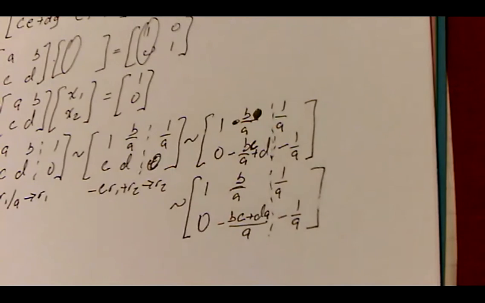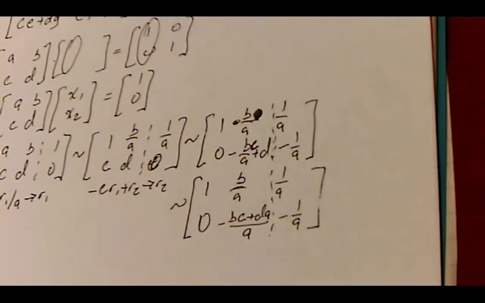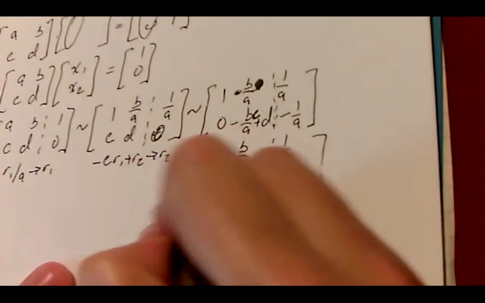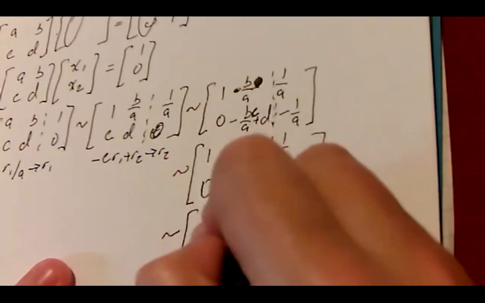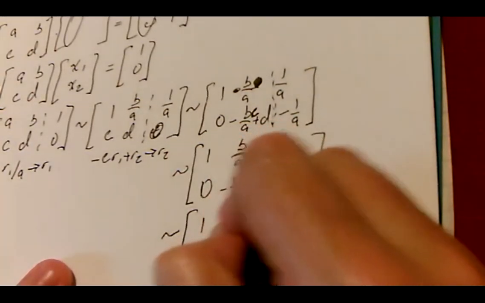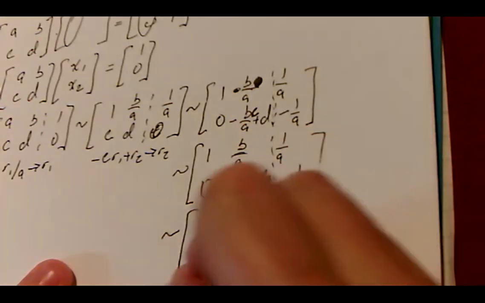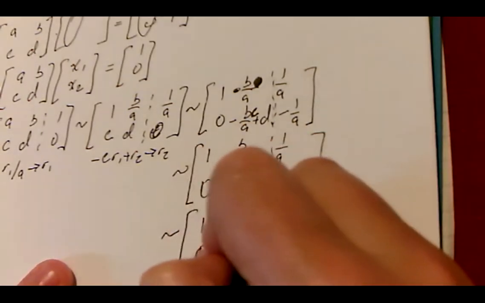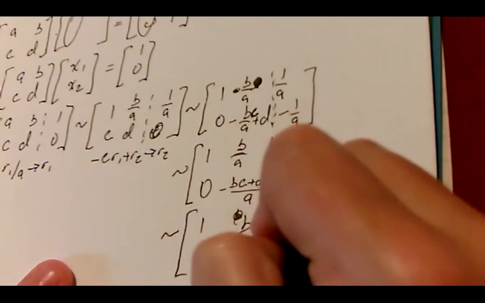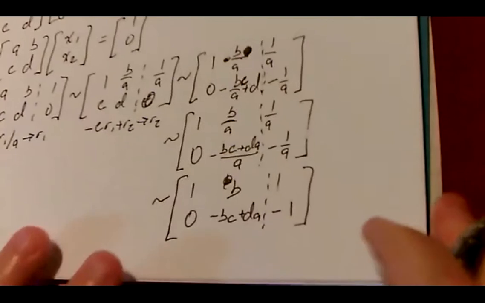Now, the natural thing to do would be to scale this row here by multiplying it by A. So when I do that, I'm going to get 1. I'm going to actually scale the top row as well, just because it makes it easier. I'm going to get 1, B, 1. Okay, bottom row is going to be 0, negative BC plus DA, and negative 1. Okay, so we've started to make some progress here.